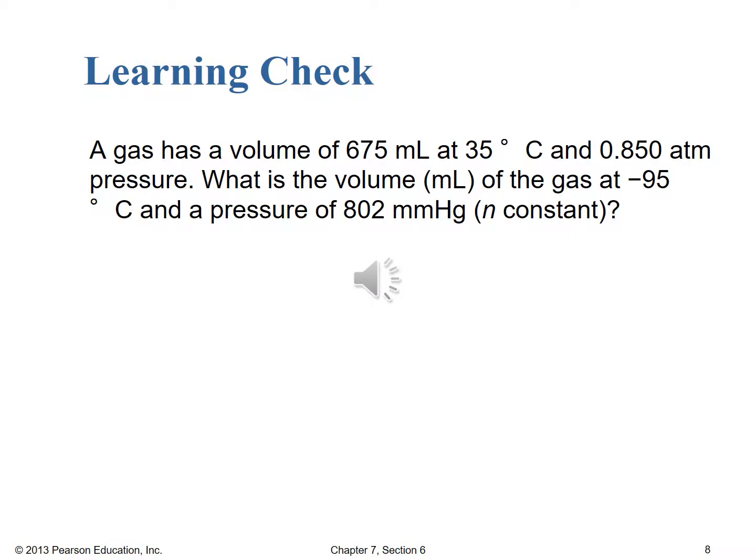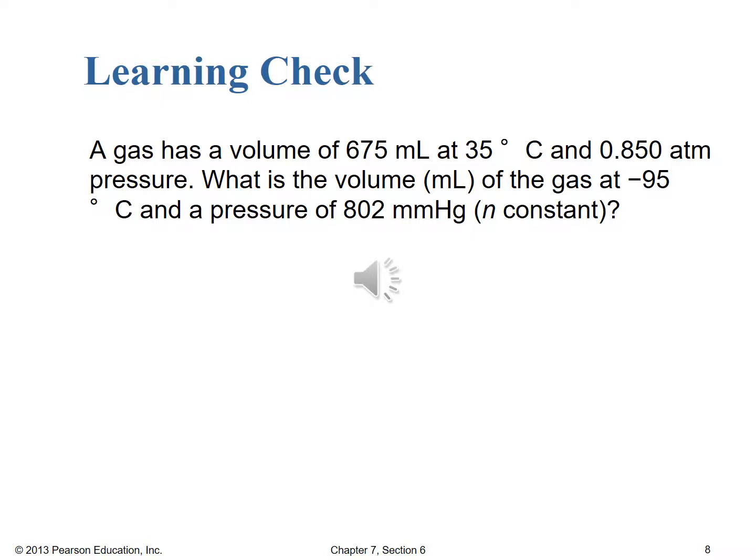All right, so let's see how you do on your own with this learning check. A gas has a volume of 675 milliliters at 35 degrees Celsius and 0.850 atmospheres of pressure. What is the volume in milliliters of the gas at minus 95 degrees Celsius and a pressure of 802 millimeters of mercury if we hold number of moles constant?